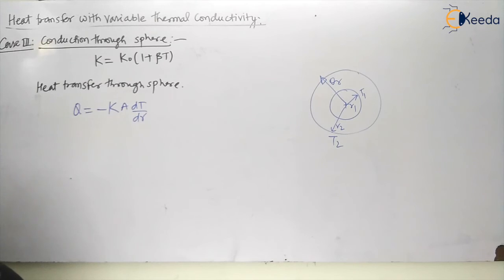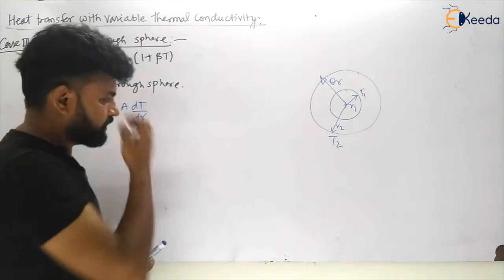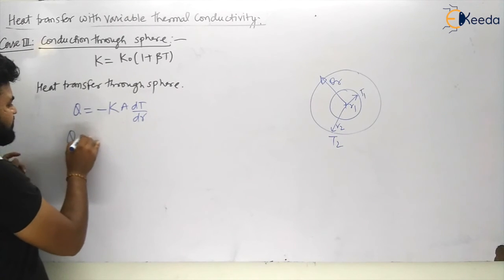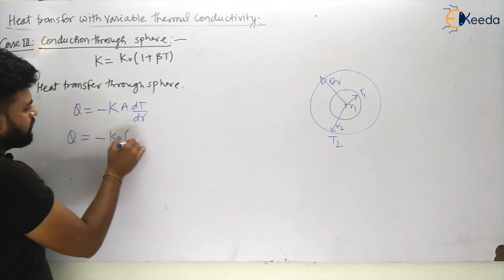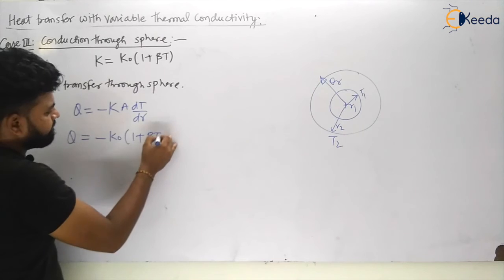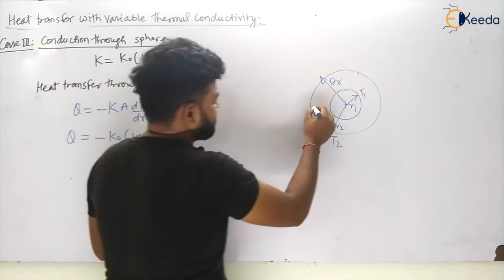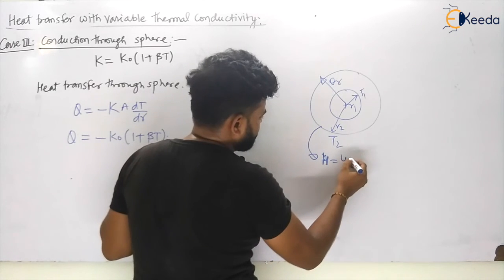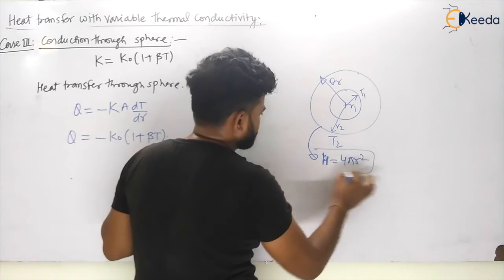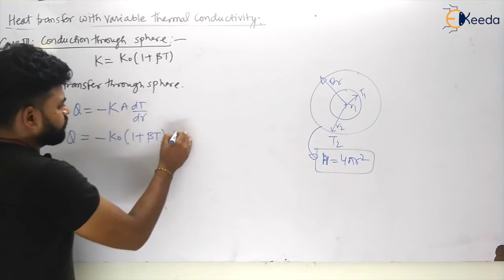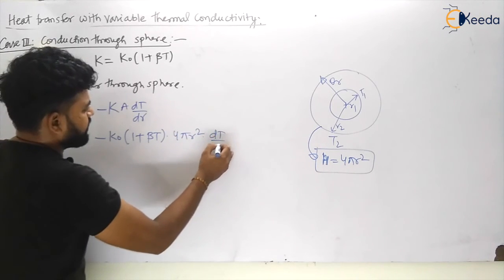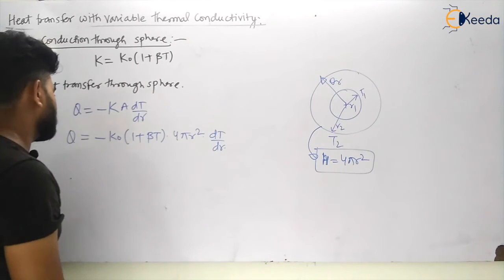So putting all values, let us see. For the steady state case, I have considered Q = -K0(1 + βT) into area. What will be the surface area for this? The area for this will be given by 4πr², my dear students. So let us take the area 4πr² into dT by dr, and separating the variables, let us see what I will have.